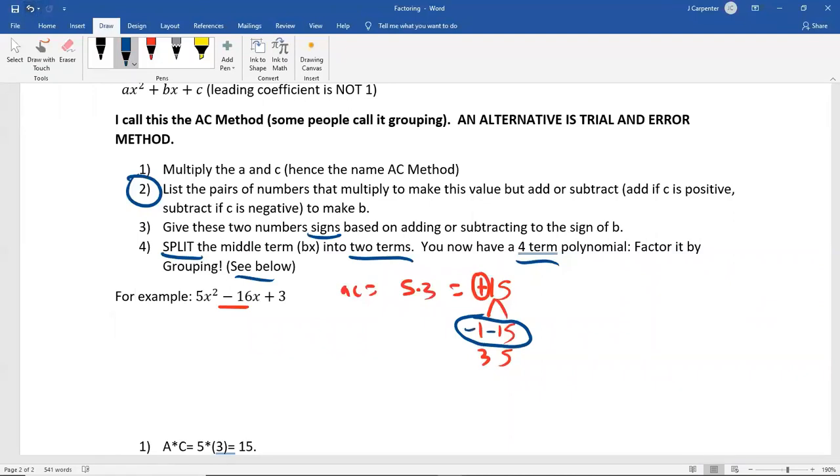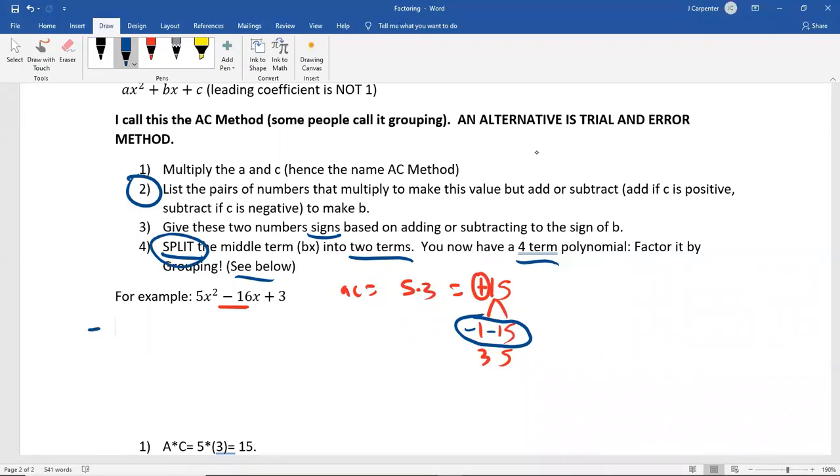Now you might say, why can't they be opposite signs? Because then the product would be negative and the product has to be positive. This sign is the sign of the product. So again, there's a lot of sign math going on all at once that you have got to be masters of. Now this does not say the answer is x minus 1 times x minus 15. That's wrong. This is where we're splitting the middle term.